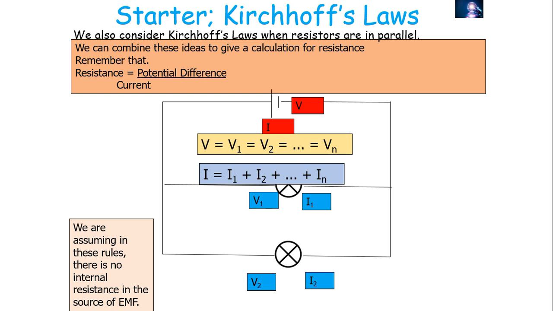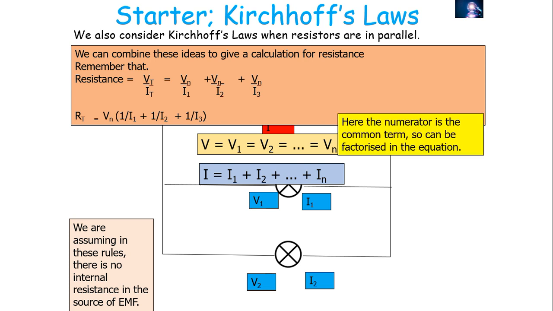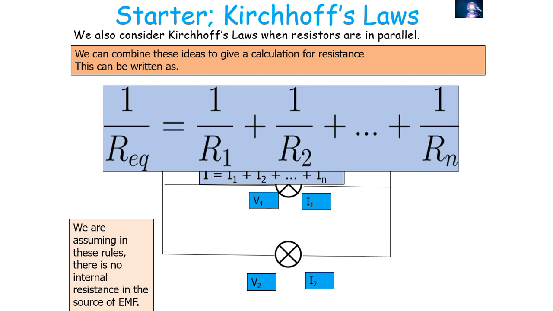Now, like we said before, resistance equals potential difference over current, which is the basic equation of resistance from GCSE physics. So now we can say V total over I total is your resistance, but now the V is not the denominator, which is the common term, it's the numerator. So when you factorize that, you're getting Vn times 1 over I1 plus 1 over I2 plus 1 over I3. So that works through to be 1 over the equivalent resistance is equal to 1 over R1 plus 1 over R2 plus 1 over R3 plus 1 over Rn, which can be written as that.